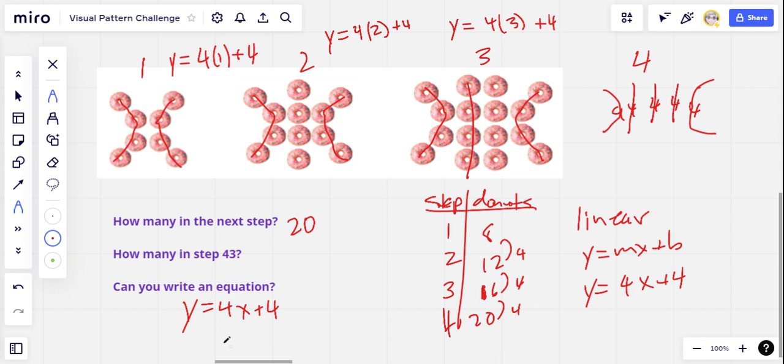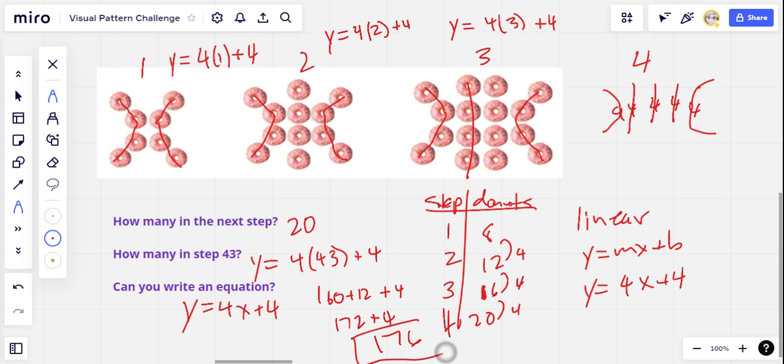Once we're confident in our equation, we can use it to predict the number in step 43 by just plugging in 43 for x, because x represents that step number. So y equals 4 times 43 plus 4. And let's see, 4 times 43. Well, 4 times 40 is 160, and 4 times 3 is 12, so 160 plus 12 plus 4. So that's 172 plus 4, and that is 176 donuts in step 43. That's a lot of donuts.